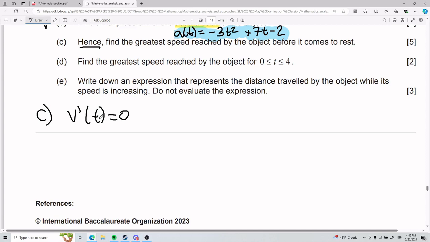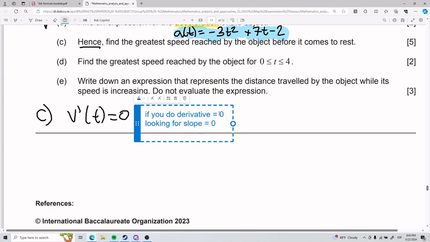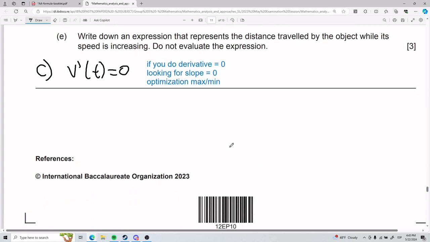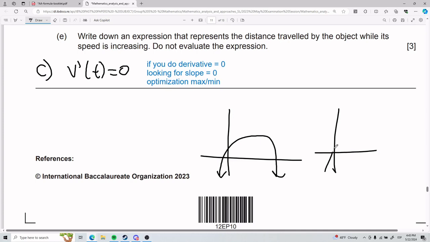And this is the other great idea. If you do derivative equals 0, you're looking for slope equals 0. And if you're looking for slope equals 0, you're looking for an optimization, a max or a min. Whenever your slope is 0, you are looking at a max or a minimum. So if you have a function that goes like this, actually no, let me make a better example. A quadratic like that and another quadratic that goes like this.